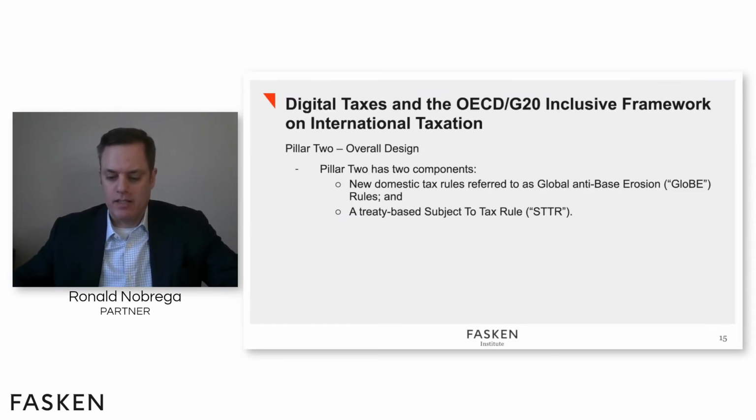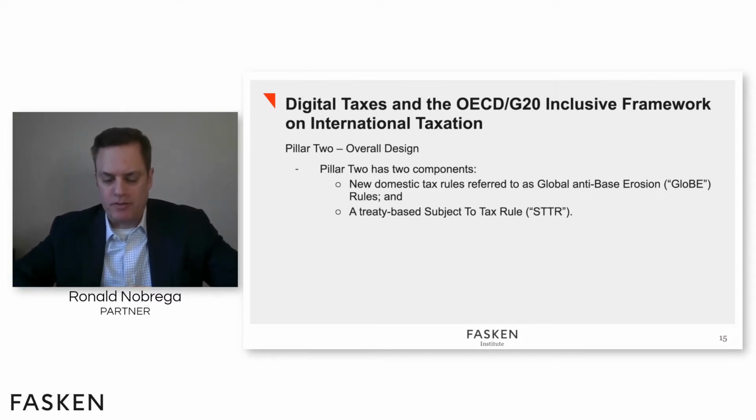So jumping to the next slide, I'm giving you a quick overview of Pillar 1. The most recent OECD guidelines or report on Pillar 1 was about 300 pages long, so obviously this is very much an overview. But jumping to Pillar 2, we now have a report on Pillar 2, including proposed rules for countries to adopt. Pillar 2 will have two components: a new domestic tax rule referred to as the Global Anti-Base Erosion Rule, and a treaty-based substantive tax rule. Now I'm going to jump to the first of those two, the global rule.